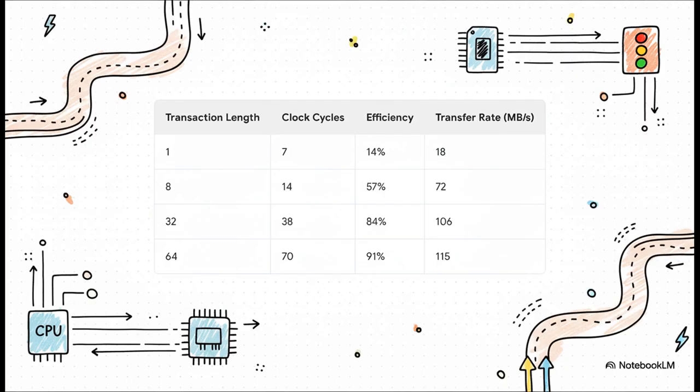So how do they fight back against this overhead? With something called block transfers. Basically, instead of sending data in tiny little packets, they send it in big chunks. And you can see how much of a difference it makes. Sending 64 units of data all at once is way more efficient than sending them one by one. That's because the overhead cost, all that setup time, is paid only one time for the whole block.